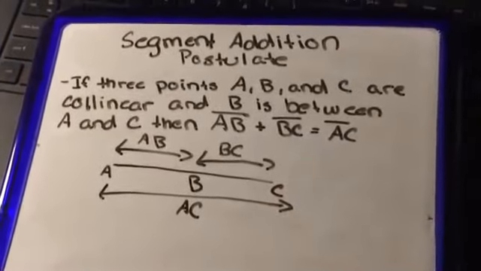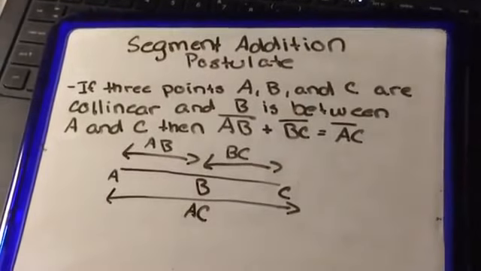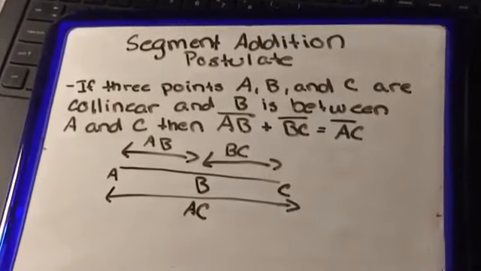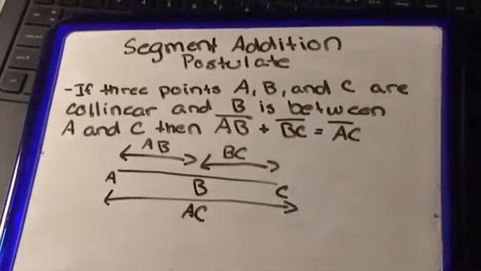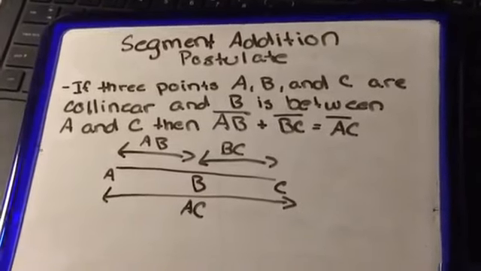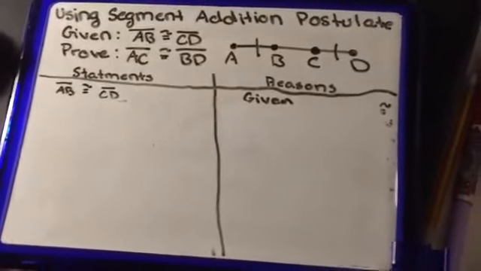Now we are going to talk about the segment addition postulate. An example of this is if three points A, B, and C are collinear and B is in between A and C, then segment AB plus segment BC is equal to segment AC. Now we're going to use the segment addition postulate in a proof.